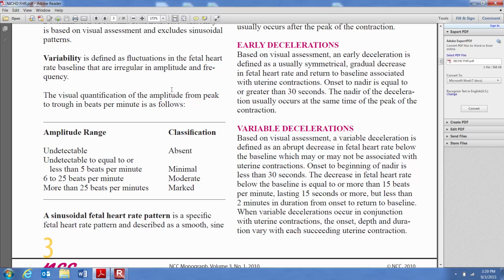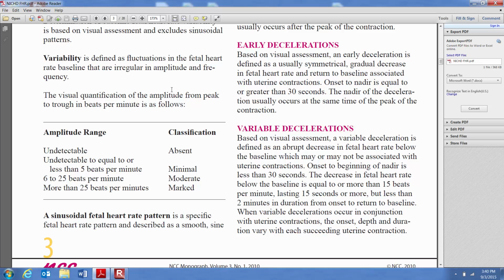okay? Now, if your variability is 6 to 25 beats, there's all these fluctuations. You look at the paper, you measure, like it's at least 6, it's more than 6, and it's less than 25. That's all going on through your strip. Then you would say your baby has moderate variability. My baby's heart rate is 120 with moderate variability. And that means your baby is oxygenated. That's great, okay?